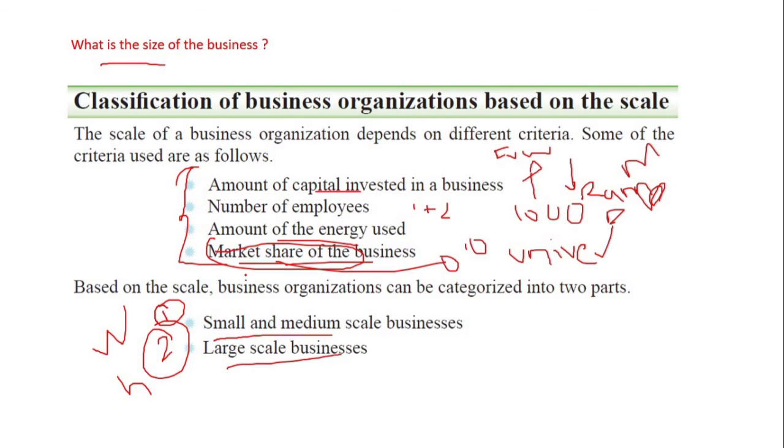If the number of customers is very high, it has to fulfill the wants of a number of people. So obviously the number of employees will be high. Obviously the capital invested will be very high. Obviously the energy used will be high. So those are the 3 classifications based on objective, ownership and scale, right? In the next video, we will discuss further about business organization. Thank you so much, guys.